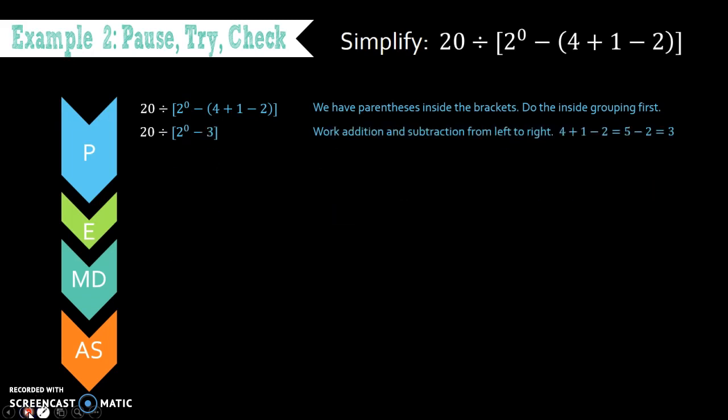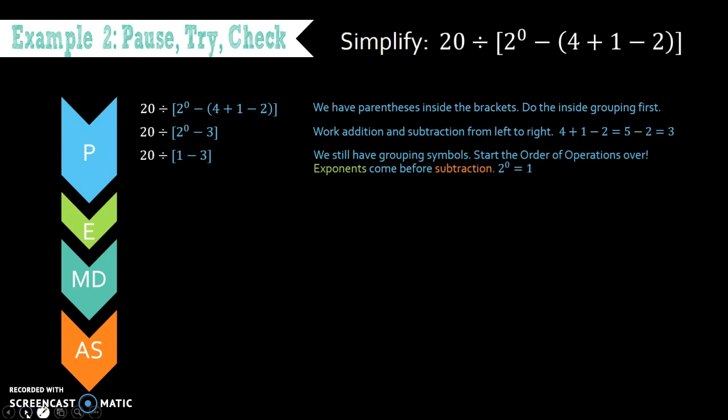Now, that 4 plus 1 minus 2, that's all addition and subtraction, and I just have to make sure I do it from left to right. 4 plus 1 first, then subtract 2. So I get 5, subtract 2, that gives me 3. So that whole big mess, that 4 plus 1 minus 2, that's where the 3 is coming from right here. I still have grouping symbols, so I'm going to work those out, but I start the order of operations over every single time.